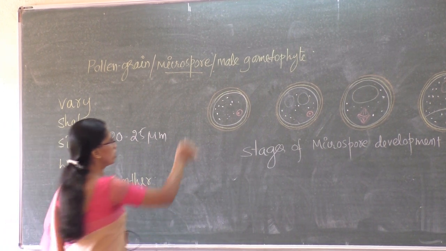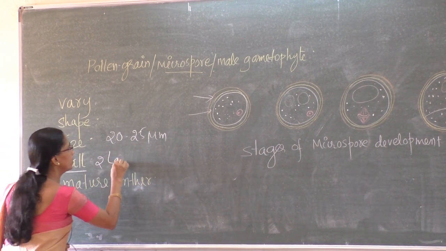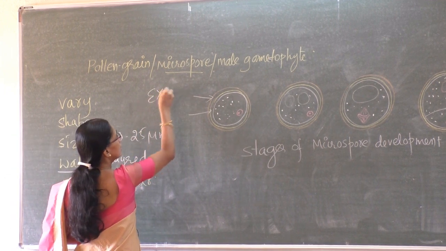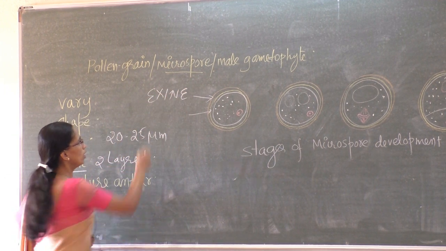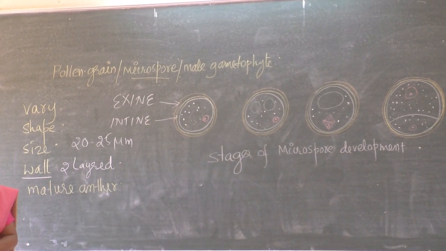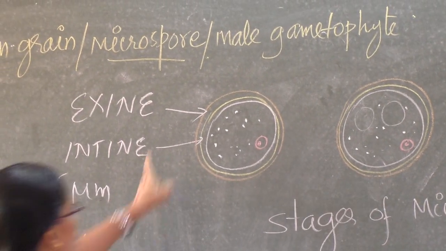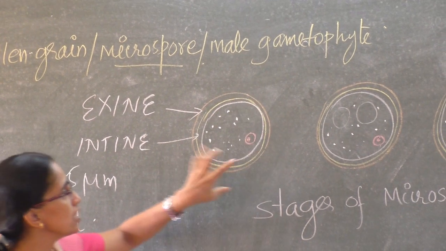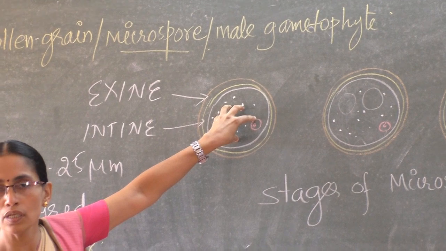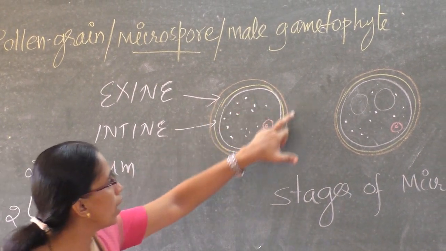The pollen grain is made up of a wall, and the wall is two layered. The outer wall is called exine and the inner wall is called intine. Exine is tough, hard and protective. Hard in the sense that it protects the pollen grain from pathogens, dehydration and UV radiation. So it is the highly tough, hard, outer layer.